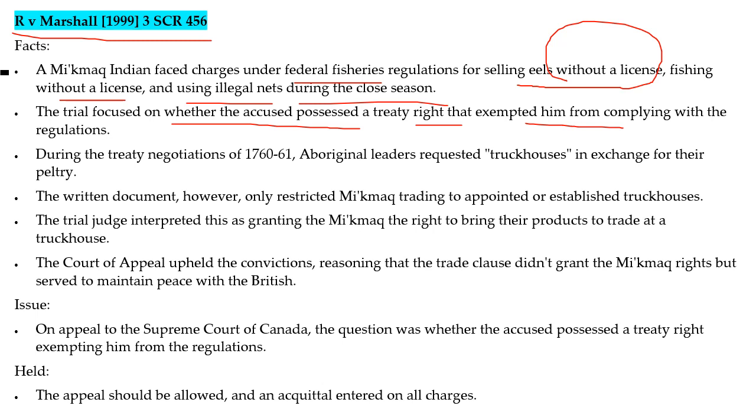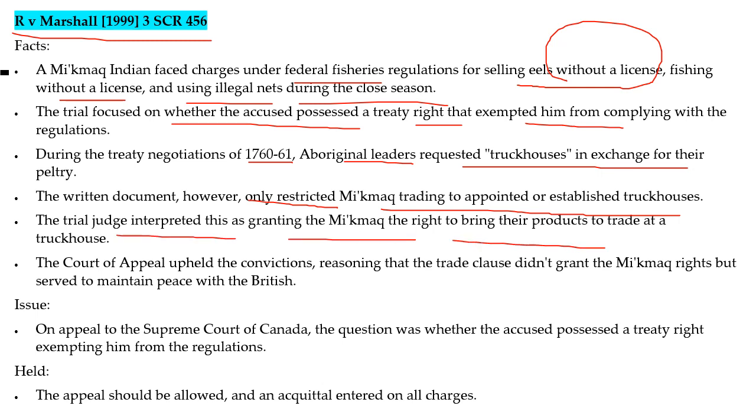During the treaty negotiation of 1760-61, Aboriginal people requested truck houses in exchange for their peltry. The document, however, only restricted Mi'kmaq trading to appointed or established truck houses. So the trial judge interpreted this as granting the Mi'kmaq the right to bring their products to trade at a truck house. The Court of Appeal upheld the conviction, reasoning that the trade clause didn't grant the Mi'kmaq a right but served to maintain peace with the British. So this is important.